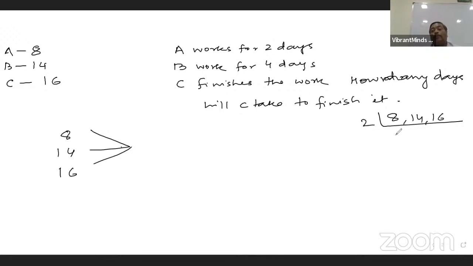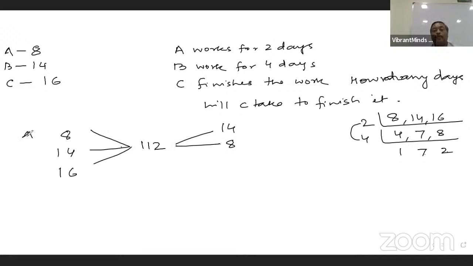So what we do is take 2, 4, 7, 8. Then we take 4. It is 1, 7, and 2. So what is the LCM? 2 4s are 8, 8 2s are 16, 16 7s are 112. So it is 112. 112 divided by 8 is 14, 112 divided by 14 is 8.